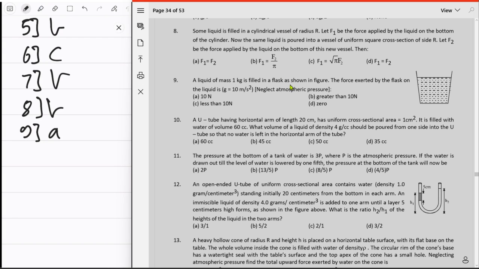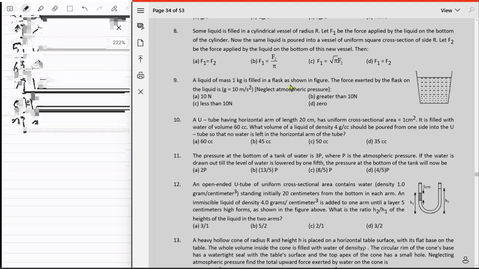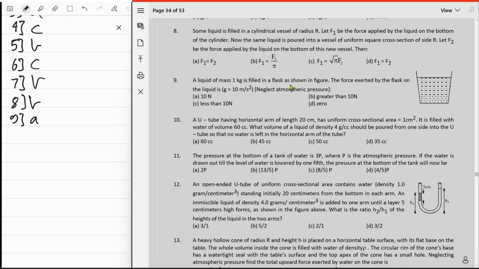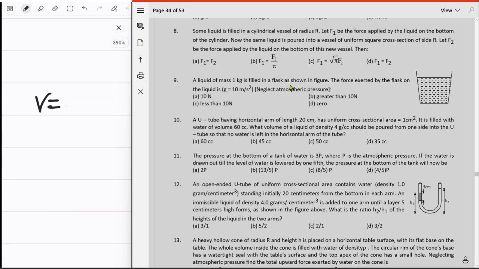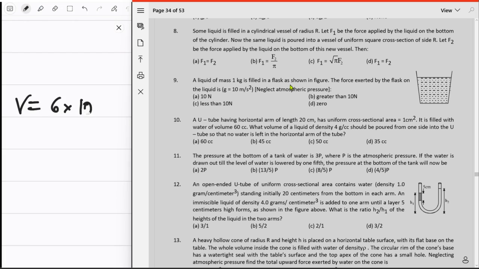So whatever. Next question. A U-tube having a horizontal arm of length 20 centimeter has uniform cross-section area A equal to 1 centimeter square, filled with water of volume 60 cubic centimeters. So start with the volume. 6 times 10 power, what is this thing? 10 power what?